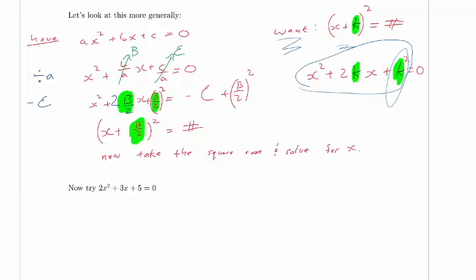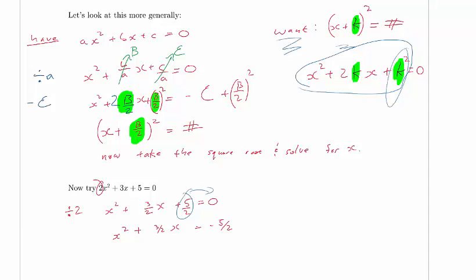Okay, so first thing we notice, we've got a number in front. We want to get rid of that, so we're going to divide by that number. And so we have x squared plus 3 divided by 2 times x plus 5 equals 0. Now we want to go ahead and send that guy over. And so you get x squared plus 3/2 times x equals negative 5 over 2.